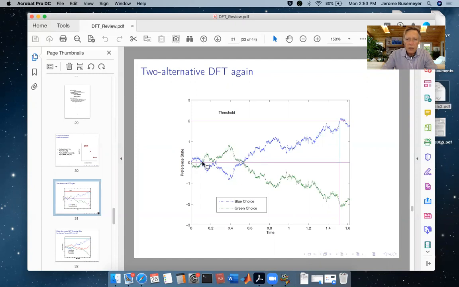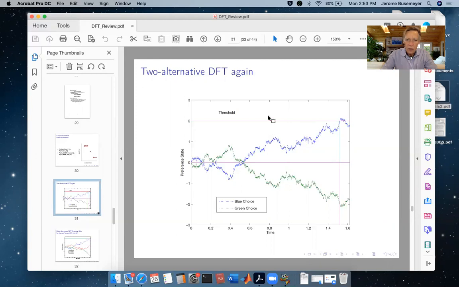Now, what you might notice is in this space where we have two options, we're looking at the first option to hit the top boundary wins and determines the decision. So it's a race. It's a race between these two trajectories. And the first trajectory to hit the top boundary wins and determines the decision. So here's when the blue one hit the threshold. And so that's when the decision is made.